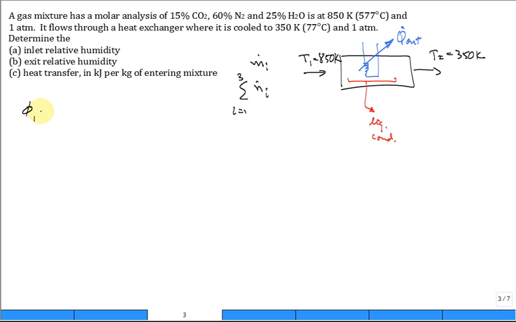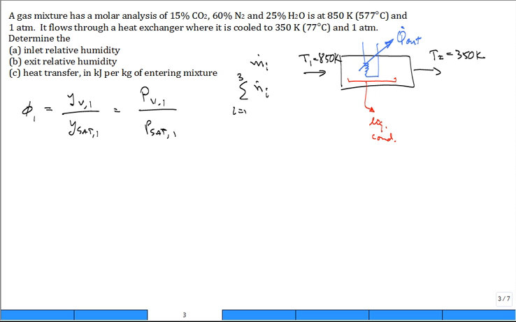So we're asked for phi 1. How would you calculate it? Either y of the vapor at state 1 divided by y sat at state 1, or you would calculate it by P of the vapor at state 1 divided by P sat at state 1. Okay, think about it for a minute.